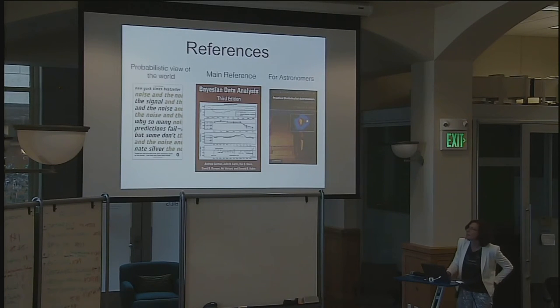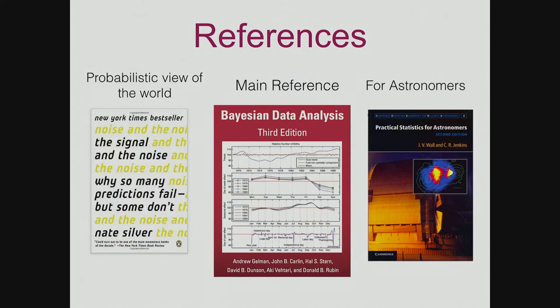So the references, I put the three books here. The first one is a popular reading from Nate Silver, and it is a great introduction about probabilistic thinking for us, because he describes standard events in our world and applies the Bayes rules to explain those. So there are examples from poker games, from the election, from history.